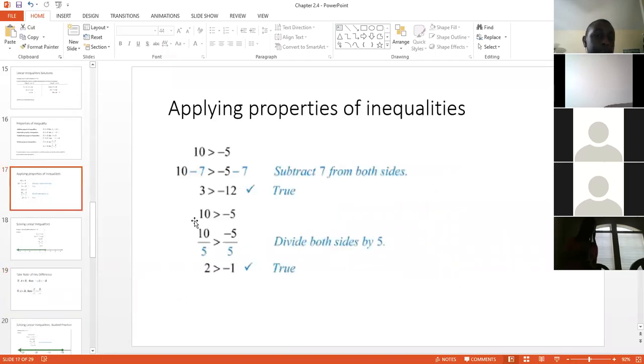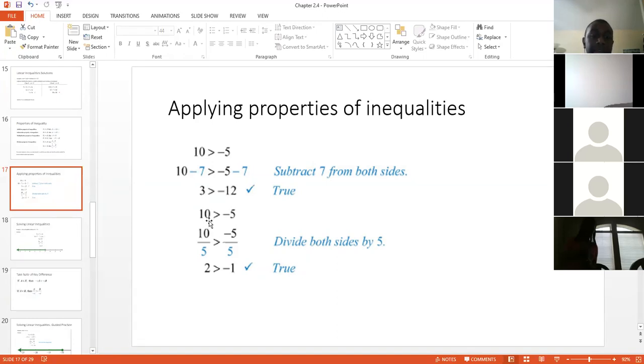So here we can apply some properties of inequalities. There are no variables here, but they're just playing with it to show you that if you subtract something on the left and you subtract something on the right, it's still going to be true. So they subtracted 7 on both the left and right. 10 minus 7 is 3. Negative 5 minus 7, you're going to the left 7, is negative 12. It's a true statement still, just like this is. 10 is greater than negative 5, and 3 is greater than negative 12.